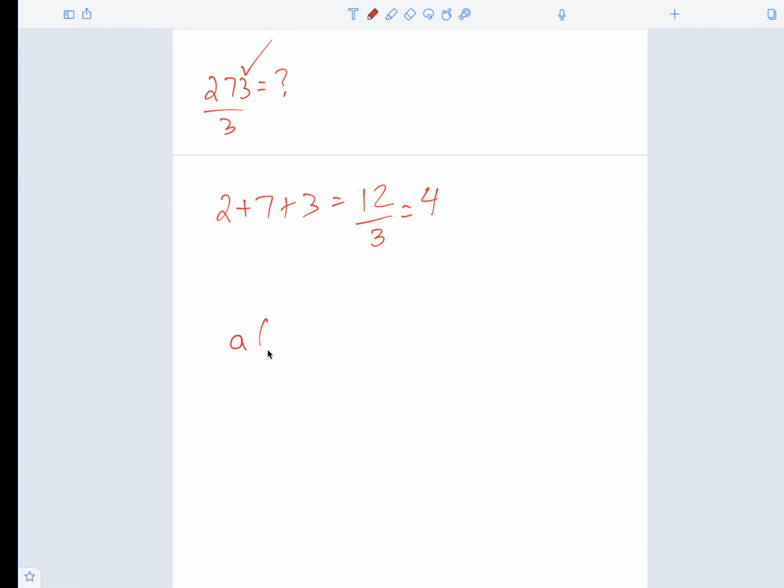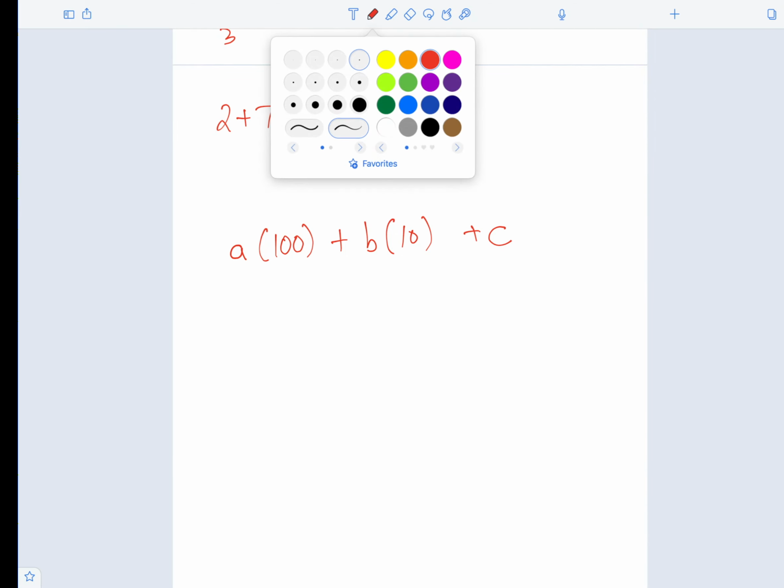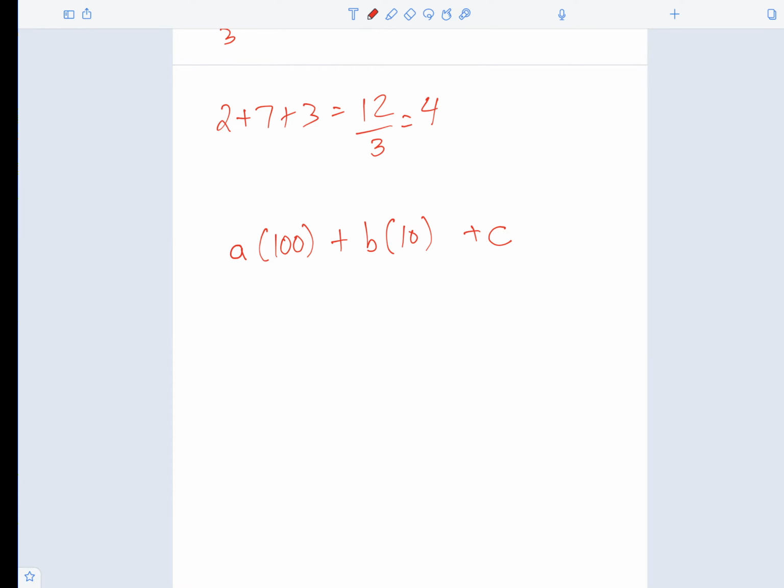so 2 is A, then I can say A times 100. If the second digit is 7, instead of calling it 7, I say B, which means it can be any digit, B times 10. And if the last digit, the ones place, is just C, I can rewrite it as such. Then there's this really cool trick that we use all the time in mathematics. First, I'm going to rewrite this as 100A plus 10B plus C. And the trick is that we add and subtract, basically add 0.